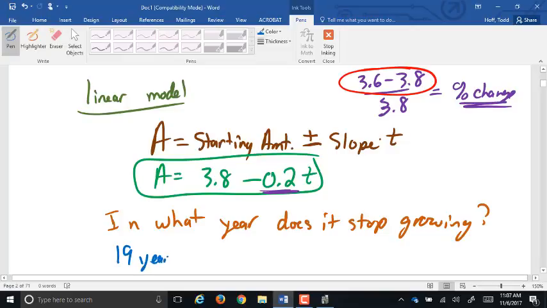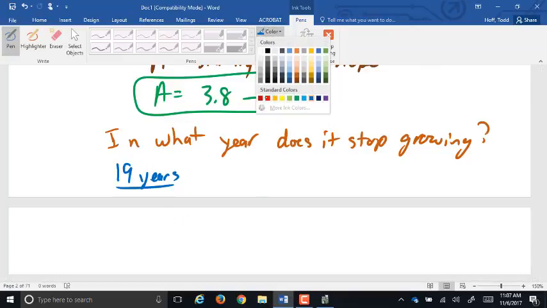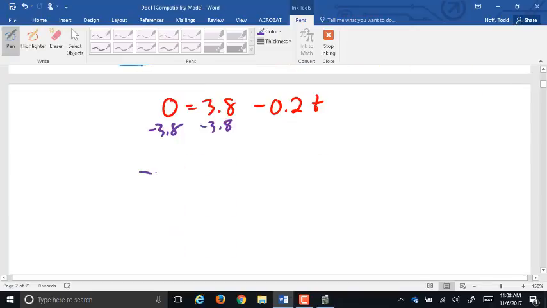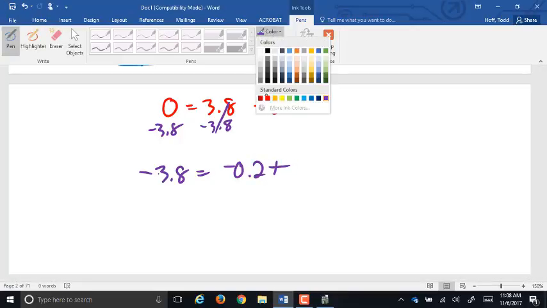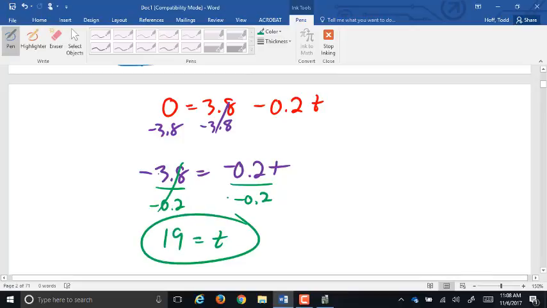19 years, well, let's take a look. So if we solve this, what are we going to put in here to solve this? Perfect. A is 0. And yes, we would solve it then by subtracting 3.8. So negative 3.8 does equal the negative 0.2 t. And you're absolutely correct. You divide by the negative 0.2 gives us 19 equals t. So that's most of the answer right there, 19 years.